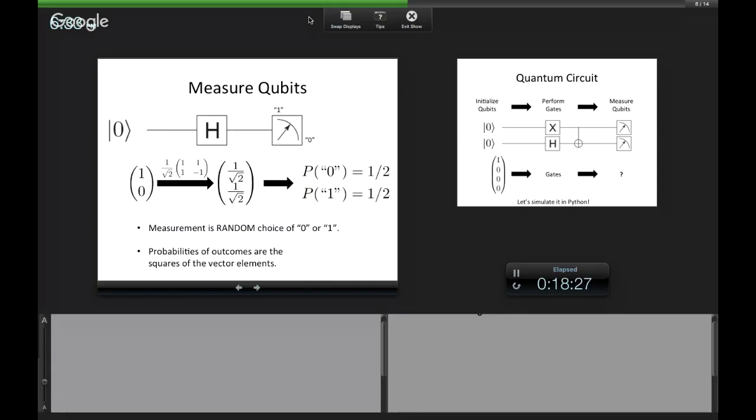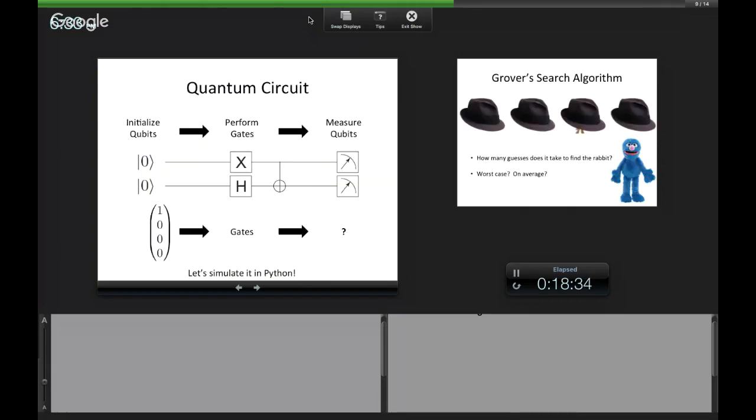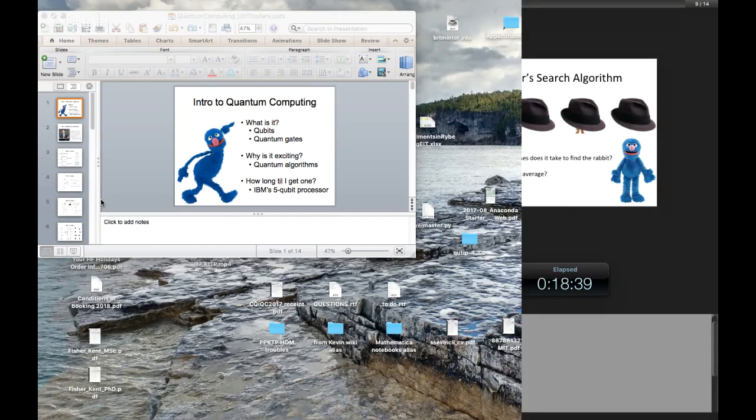That's part of the weirdness of quantum mechanics that people kind of don't like sometimes. Okay. Whoops. What happened?